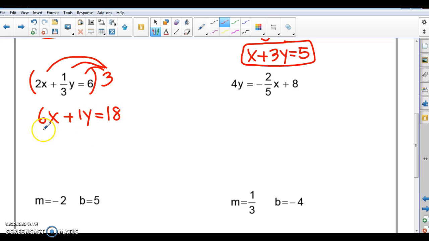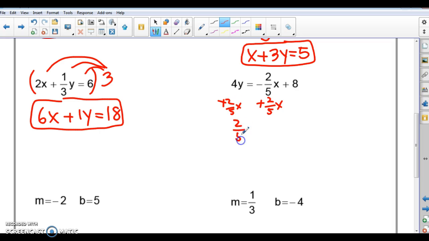Again, some of you might say 6 and 18, you can divide by 6. But 1 cannot be divided by 6. So we are done here. Pretty easy, right? Okay, let's try the next one. This time it has 2 steps. 4y equals negative 2/5 x plus 8. So what do I need to do? I need to add 2/5 x to both sides. So 2/5 x plus 4y equals 8.